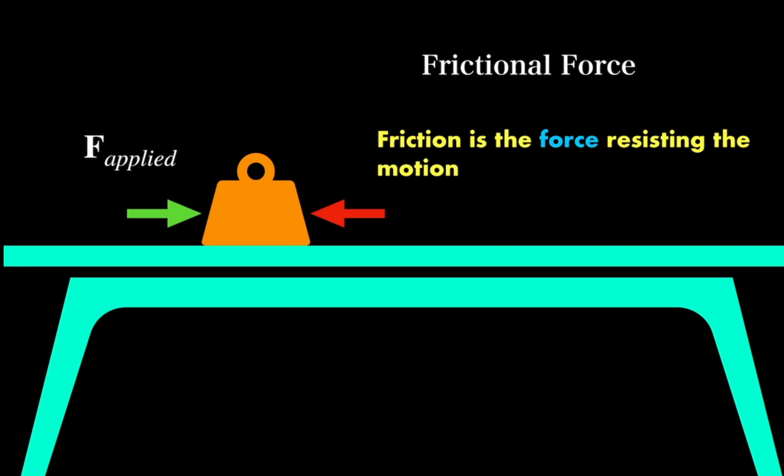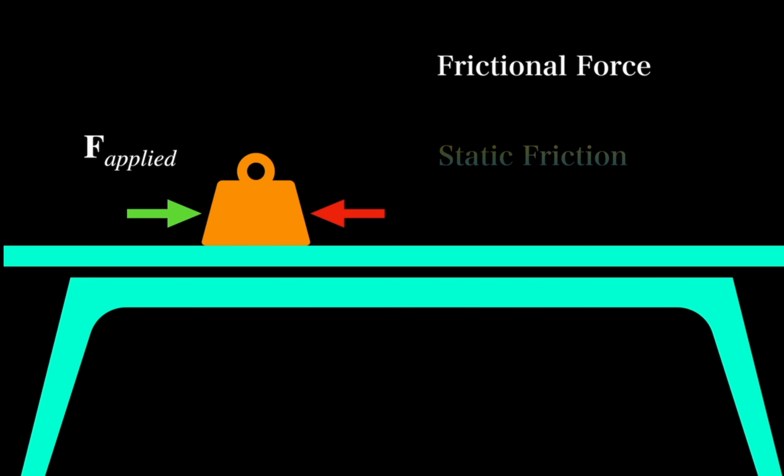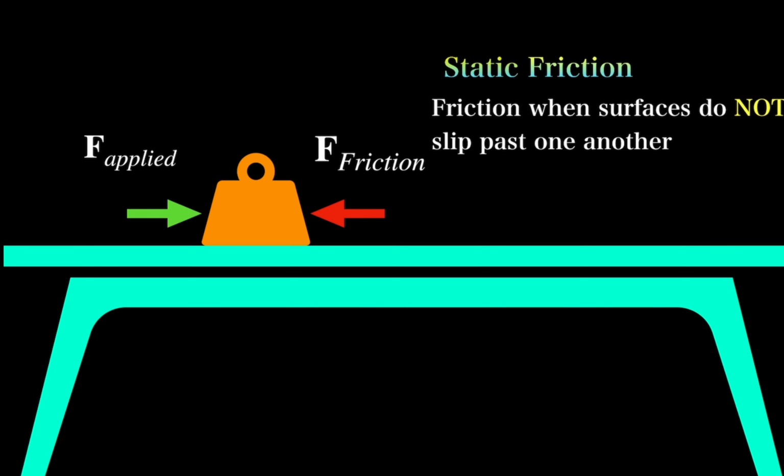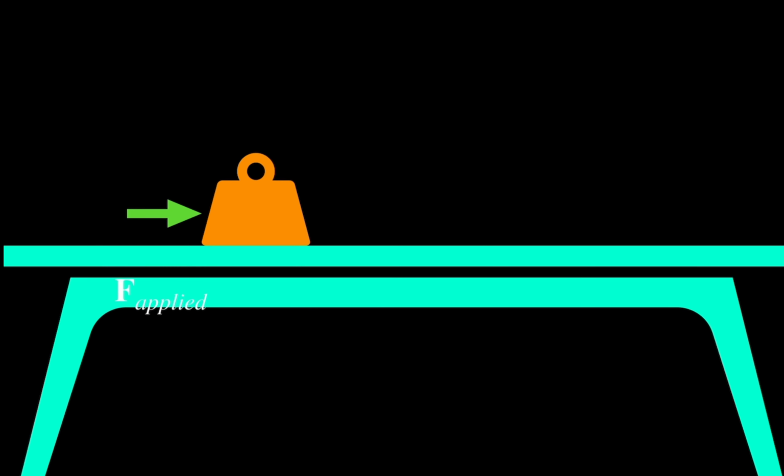In this example, the frictional force is enough to prevent the slipping of this object. This type of frictional force is known as static friction. We can say static friction is a friction when surfaces do not slip past one another. Furthermore, since this object is at rest and is not accelerating, we can write this equation. This just says that the applied force is balanced by the static friction.